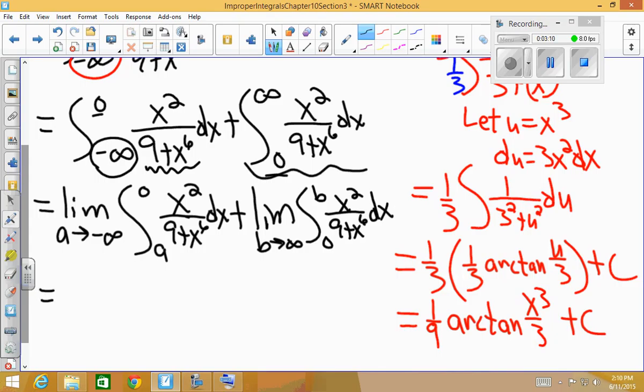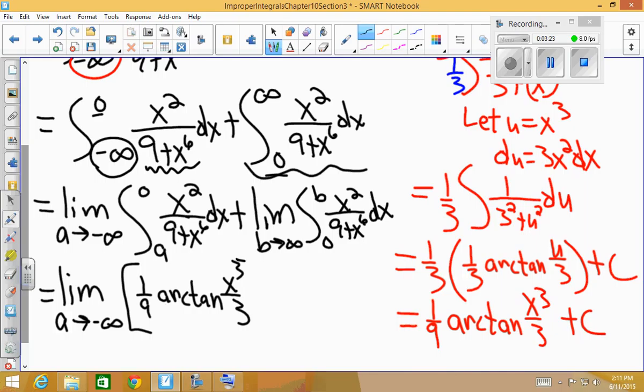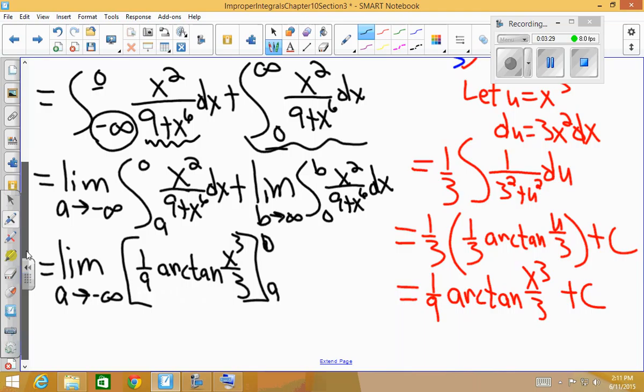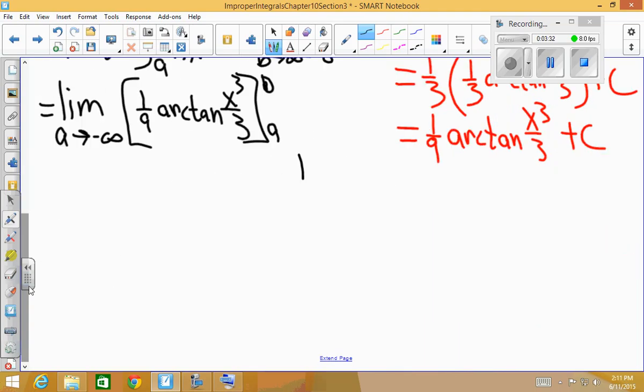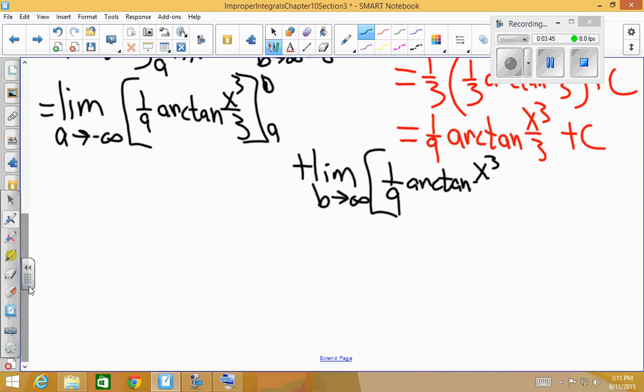And we just found that those integrals are equal to 1/9 arctangent of x cubed over 3. Now we evaluate the first one from a to 0, plus the limit as b goes to infinity of 1/9 arctangent of x cubed over 3 from 0 to b.